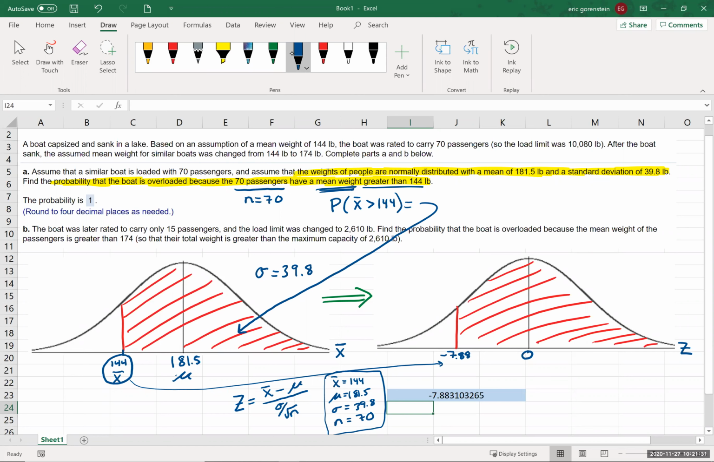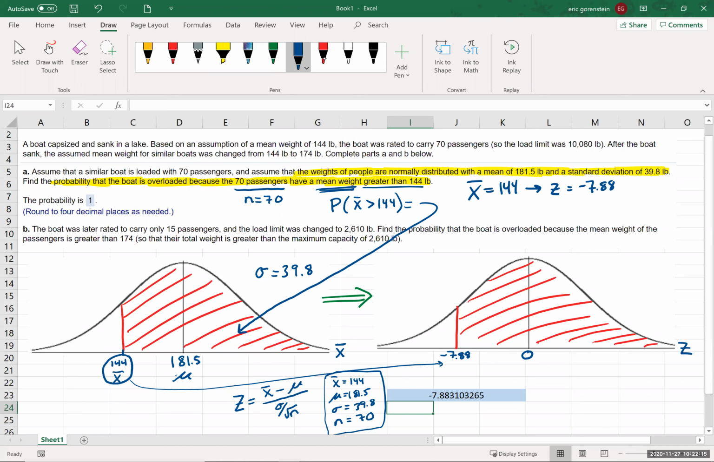All right, this is the only way to do these problems. Every single one you have to convert. When I say every single one of these probabilities of a sample mean, if you're talking about the probability of a sample mean, you have to convert that given value of x bar. So in this case, x bar was given as 144, and you have to convert that to a z-score, which in this case is negative 7.88. Now that will allow us to solve the problem.